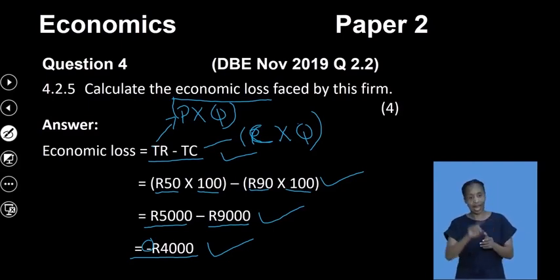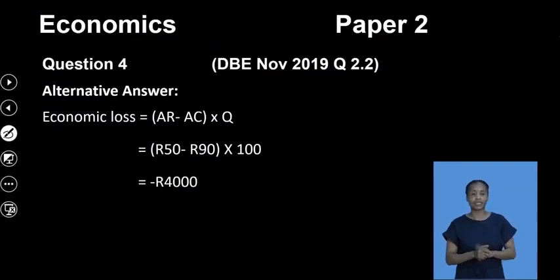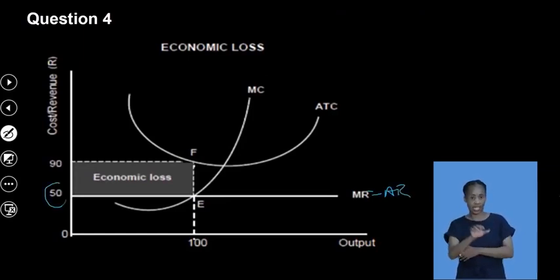There are 2 ways you can approach this. There's another method of calculating. Let's look at the other method. There is the graph still. The alternative answer says economic loss equals AR minus AC times quantity. Let's go back and identify this. This is our AR, where our MR is equal to AR. Our AR is 50, our AC is 90. Can you see? Our profit maximization line where it touches AC, that is our AC. And then our quantity is 100, it's given.